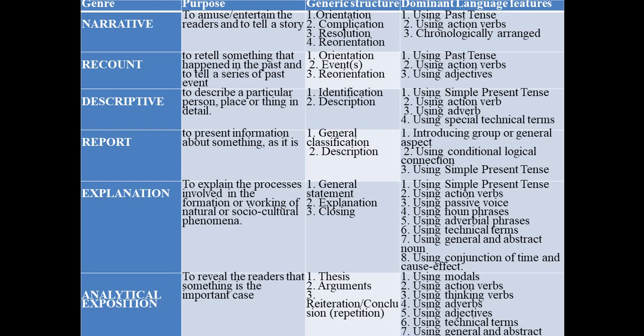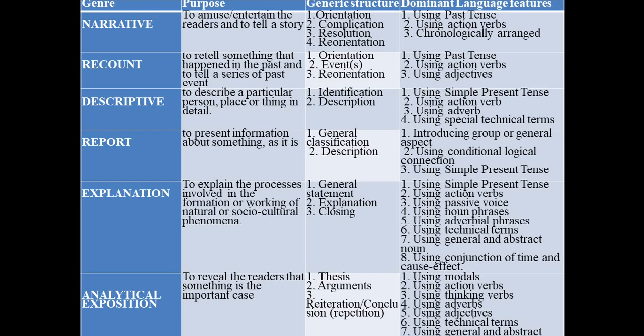In descriptive text, you can take advertisements as an example, because when you see an advertisement, something is usually first identified, for example, what it is. Then it can be described: what is this? And in an advertisement, you can find simple present tense, action verbs, adverbs, and some special technical terms.